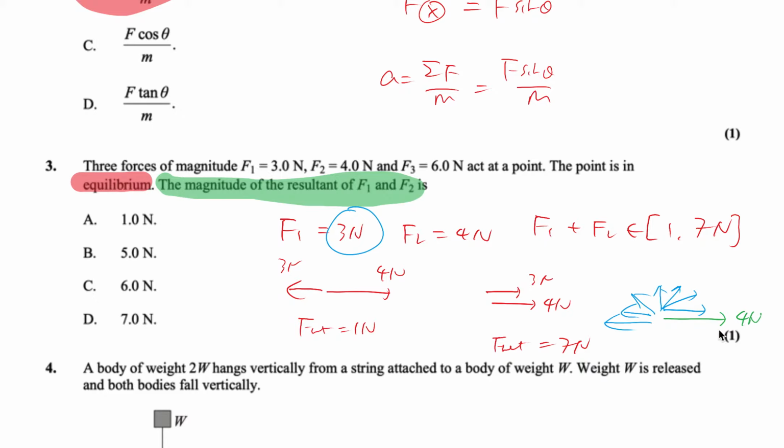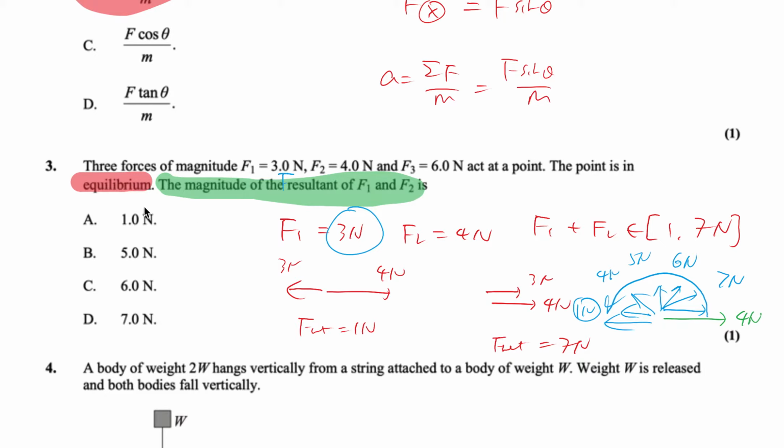Okay. So when the 3 Newton rotate this entire circle, it reduces the net force from 7 Newton to 6 Newton to 5 Newton to 4 Newton, all the way down to 1 Newton. Okay, that's how we get all those values. But they told you they are in equilibrium, right?